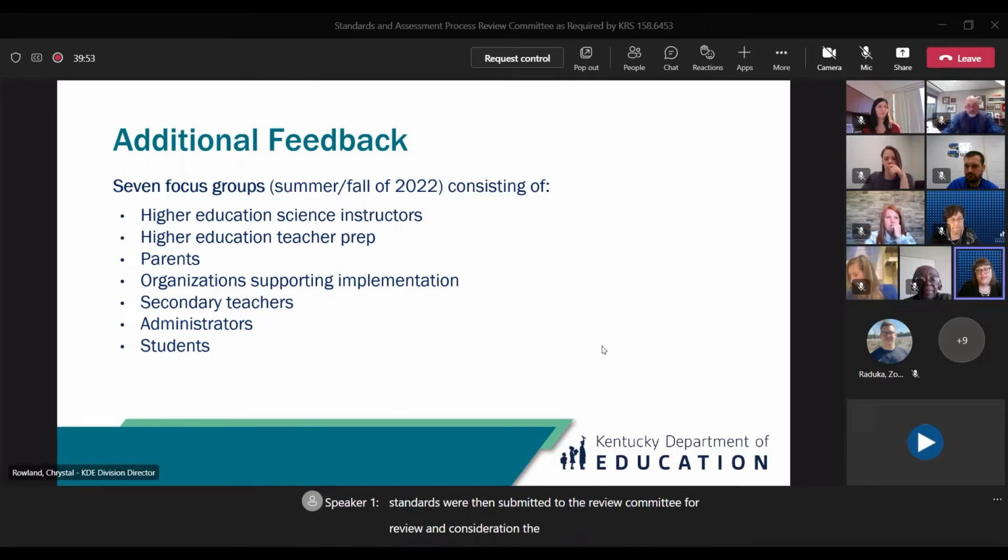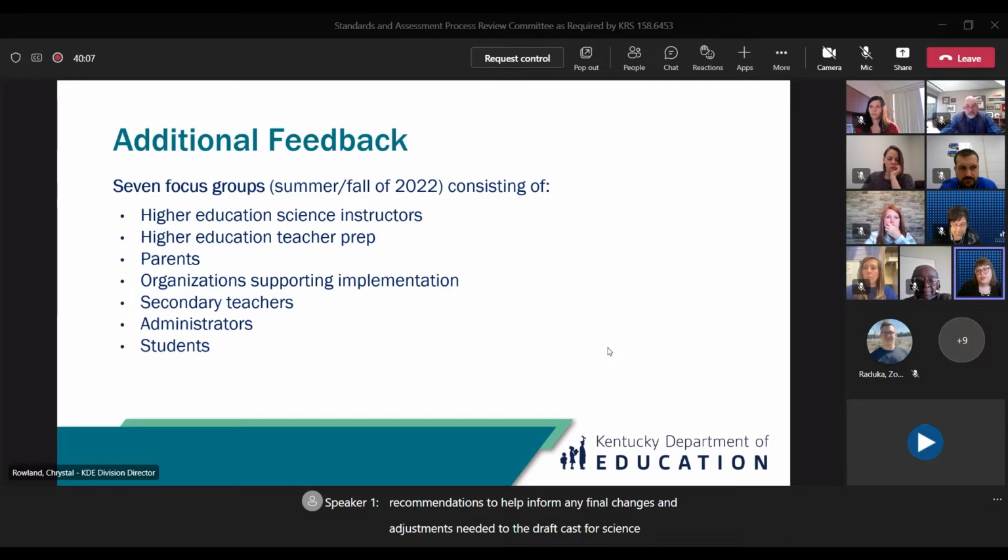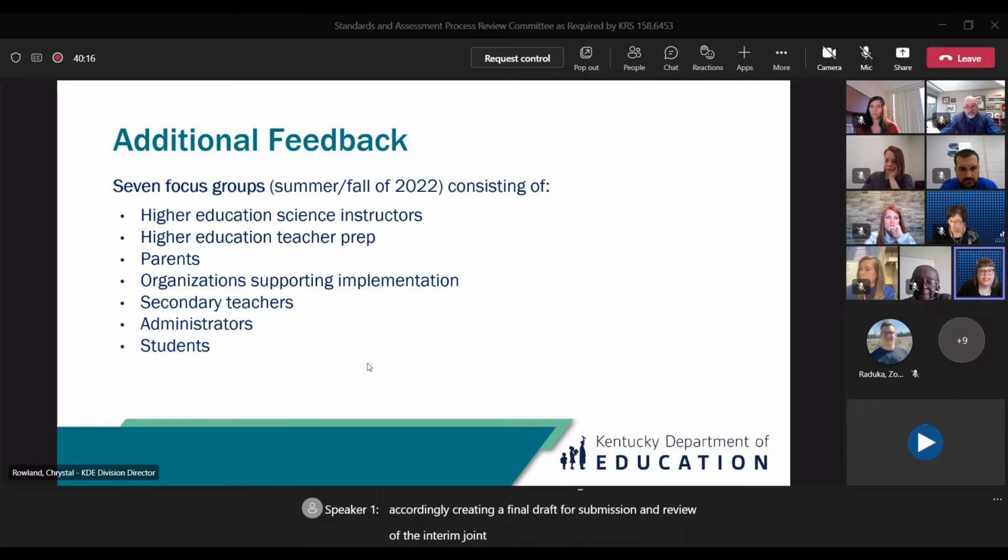The review committee also received the finalized stakeholder survey report for the draft CAS for Science in conjunction with the advisory panel's final recommendations to help inform any final changes and adjustments needed to the draft CAS for Science. The review committee made revisions and changes to the standards accordingly, creating a final draft for submission and review of the Interim Joint Committee on Education.